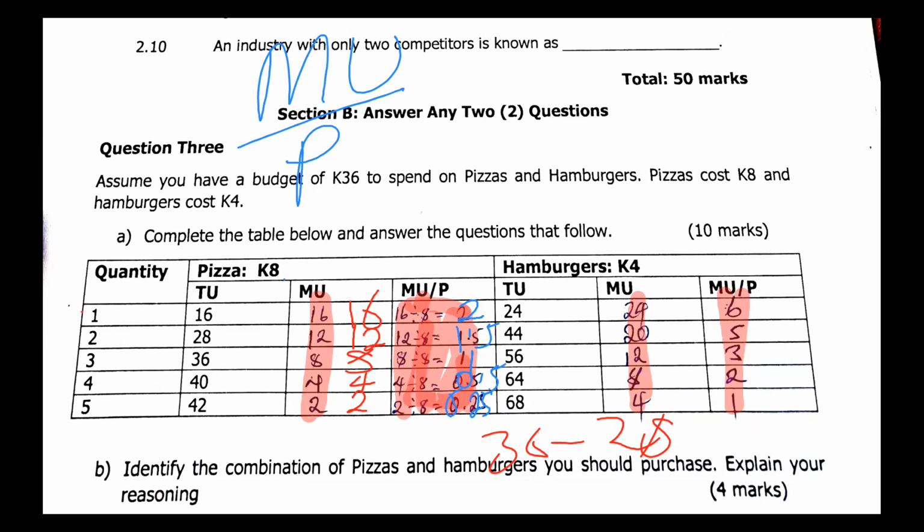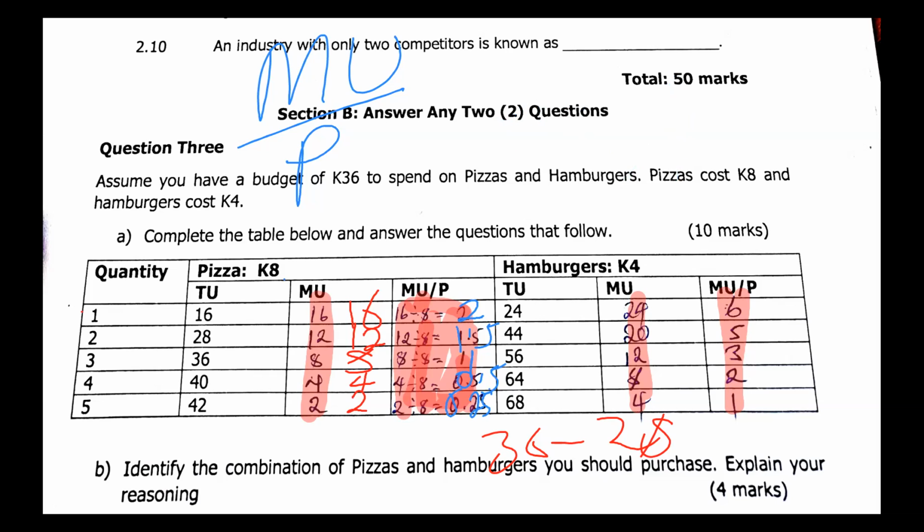Have you understood how we come up with this, Madam Rachel? Are we together now? Sorry, sir, just come again. We're dividing what? We were dividing the marginal utility by the price. The formula is marginal utility over price, meaning the price is entering into the marginal utility.